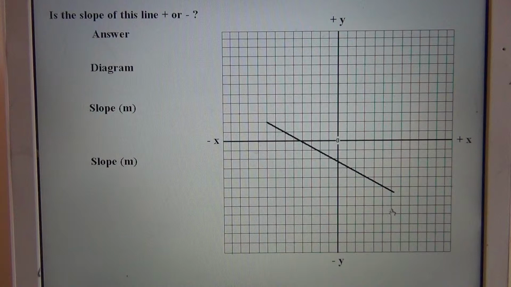Let's look at this line. So is the slope of this line positive or negative? It's negative because it starts on the right and goes up towards the left. Remember slope. Let's have this point and this point, okay? This point and this point.